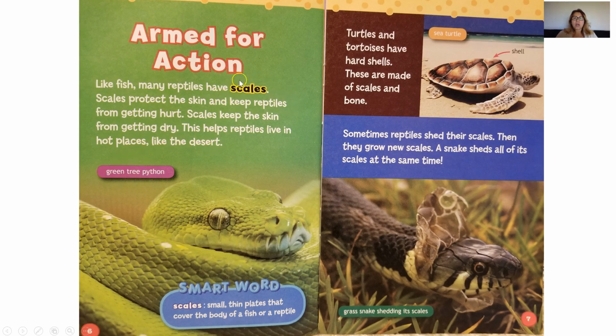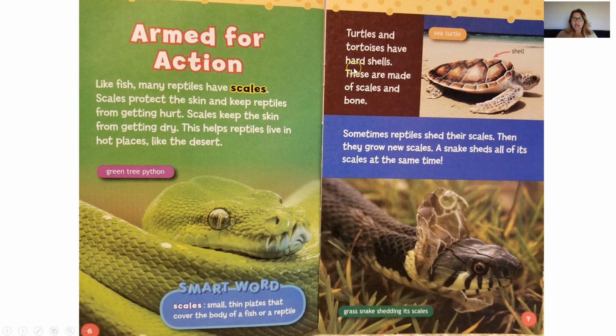Okay, so our word in bold standing out is scales. And scales are small, thin plates that cover the body of a fish or a reptile. Remember the book that we read last week was about fish, and we learned about scales. So reptiles also have scales. Okay, and we see a photograph here of a green tree python. And if we look closely, we can see the scales, and they do resemble the scales of a fish, kind of like the same pattern.